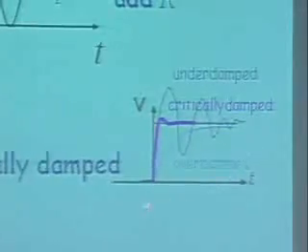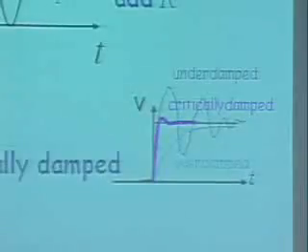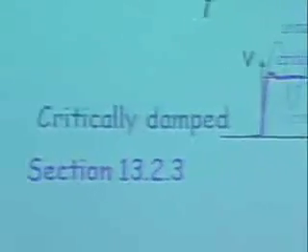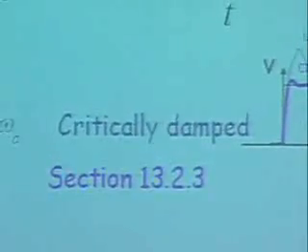Okay, so the overdamped case will look like this, underdamped like this, and the critically damped case kind of goes up and then settles down almost immediately. This is when alpha equals omega naught. Okay, I'm not going to do that. I won't do that case here, and I'll simply point you to section 13.2.3.